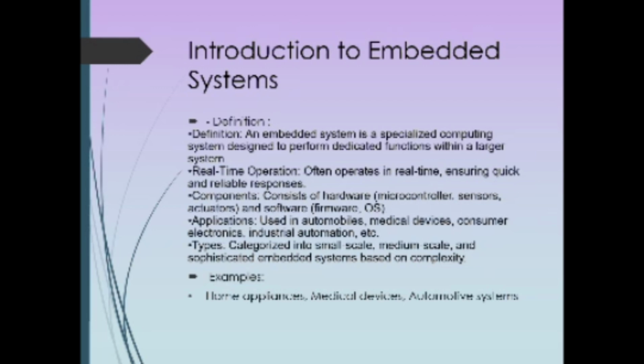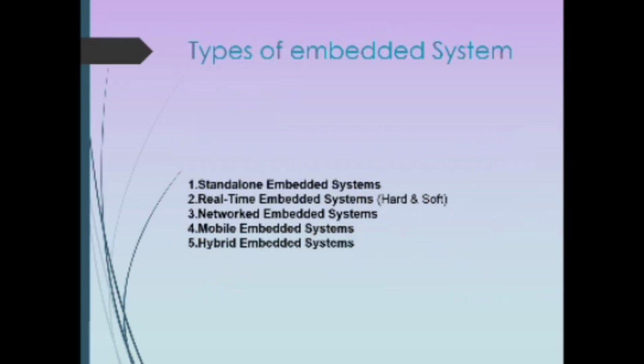Now the types per category according to their scale. There are small scale, medium scale, and sophisticated, based on the complexity. Examples of embedded systems are home appliances, medical devices, automotive systems. Now, types of embedded systems. There are standalone embedded systems, real-time embedded systems, network embedded systems, mobile embedded systems, and hybrid embedded systems.